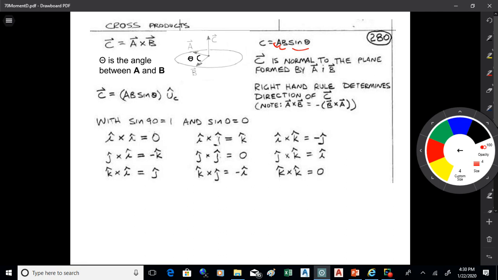C is by definition normal to the plane formed by A and B, and the right-hand rule determines the direction of C. So if I take my fingers and point them in the direction of A, curl them towards B, my thumb points in the direction of C.